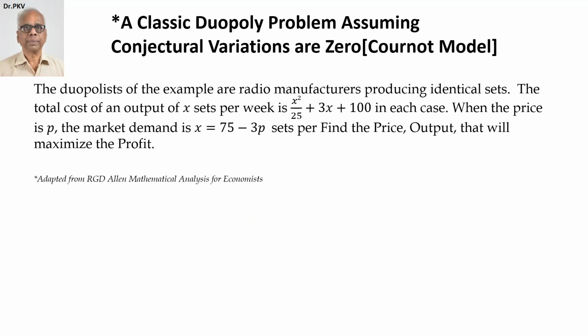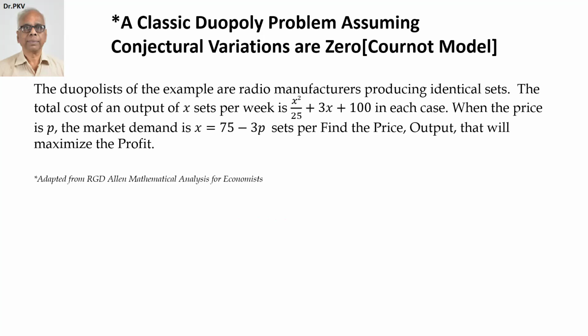There are two players, and I'm reading out the problem. The duopolies of the example are radio manufacturers producing identical sets. The total cost of an output of X sets per week is X square divided by 25 plus 3X plus 100 in each case. When the price is P, the market demand is X is equal to 75 minus 3P sets per week. Find the price output that will maximize the profit.